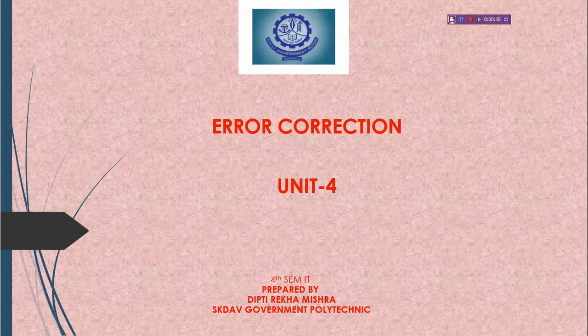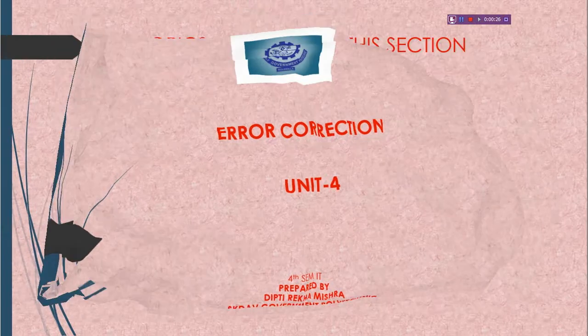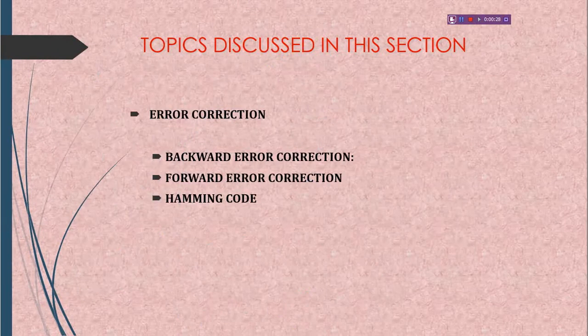In the previous class, I discussed different error detection techniques. And in this video, I will discuss error correction and an error correction technique, that is Hamming code. After completion of this video, students will be able to know about error correction, backward error correction, forward error correction and Hamming code. So let's start.